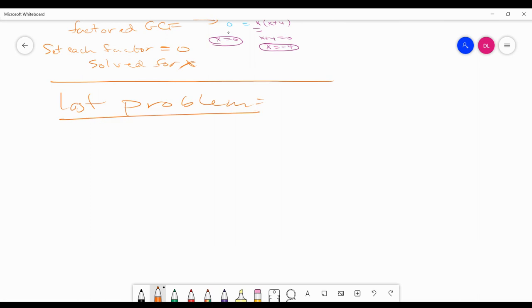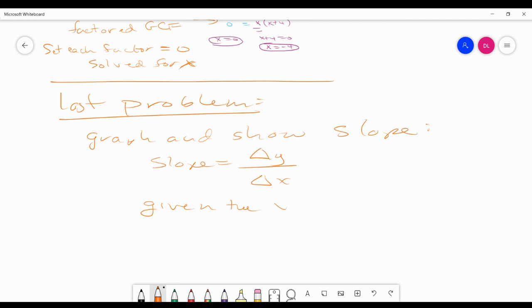The last problem says graph and show slope. What I want you to remember is slope is the change in y over the change in x. So you're given the x's, and now you have to find the y's before you can solve for slope.